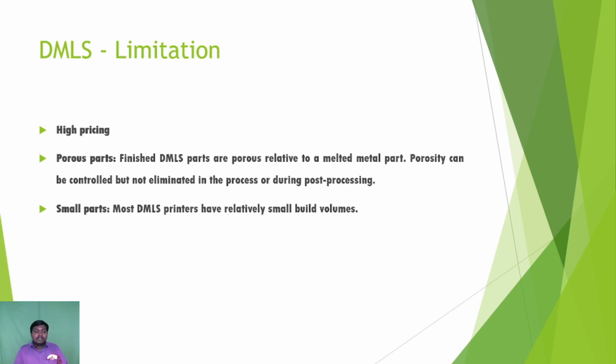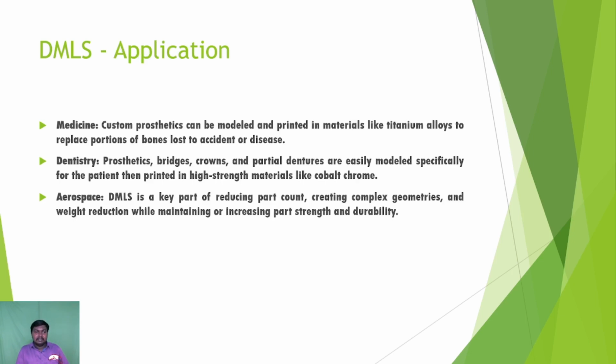Small parts: most DMLS printers have relatively small building volumes, the same as in FDM. In DMLS printers also, we can manufacture small parts only. We cannot manufacture room-size components. Even for small components, the cost is very high in the DMLS metal laser sintering process.